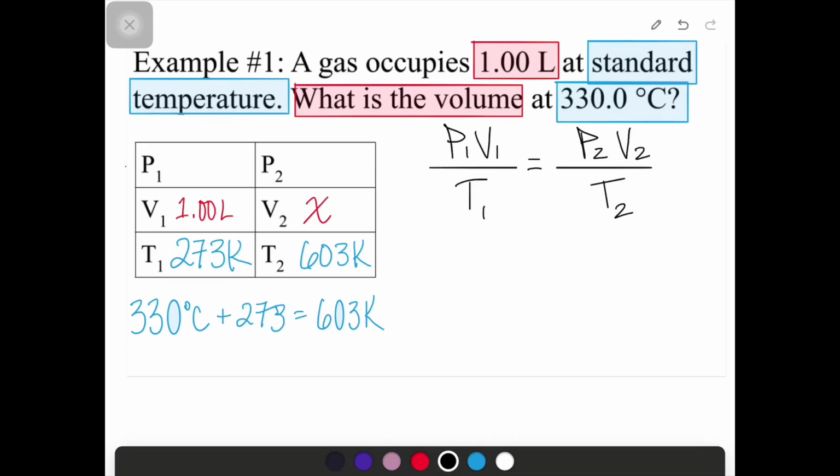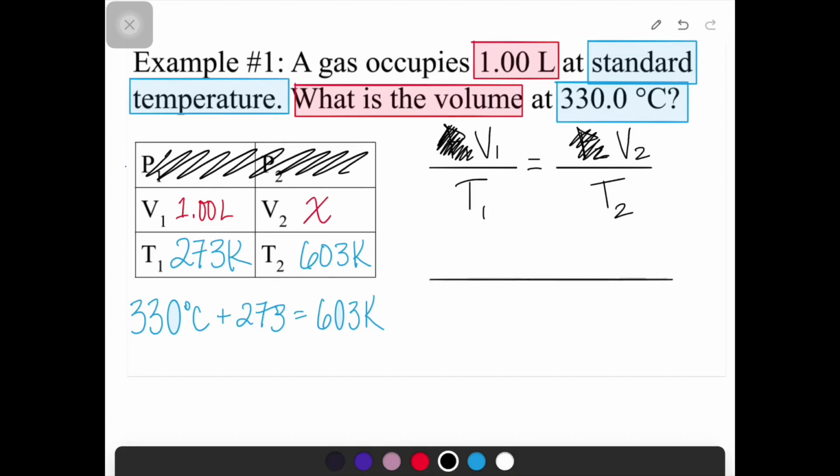Okay. And if we look at this equation, if we look at where we wrote out our variables, there's no pressure, right? It doesn't mention it in the question. We don't care about it. We can totally forget it. So let's cross it off the table and let's cross it out of our equation also. Okay. So now is the fun part. You just plug it in there.